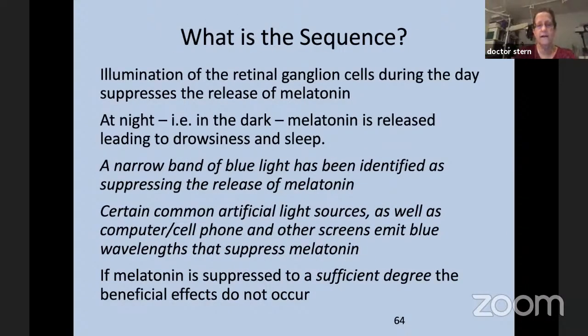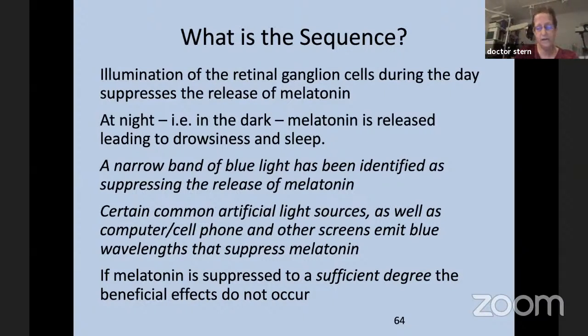So at night, melatonin is released. If we're during that time on artificial light sources like computers and cell phones, anything that may be emitting a lot of the blue wavelength, it's going to suppress melatonin, and we need the melatonin not only for sleep, but it happens to be a very powerful antioxidant. And so it kind of flushes our system at night.